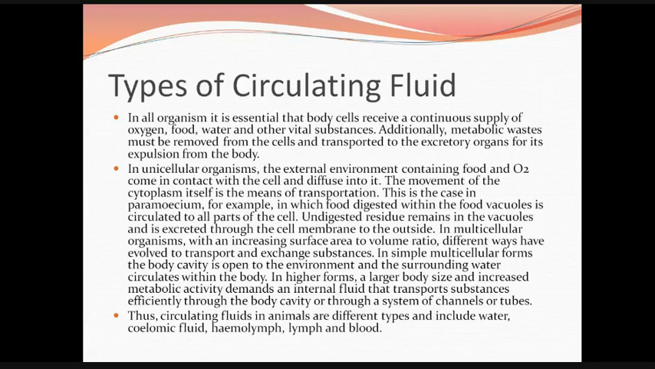For example, if we take the paramecium, food is digested within the food vacuole that will be circulated to all parts of the cell, and whatever food is undigested, the residual form, remains in the vacuoles, and this vacuole is going to excrete it from the cell membrane. So they have the processes of exocytosis and endocytosis. They don't have a sophisticated circulatory system, respiratory system and so on.